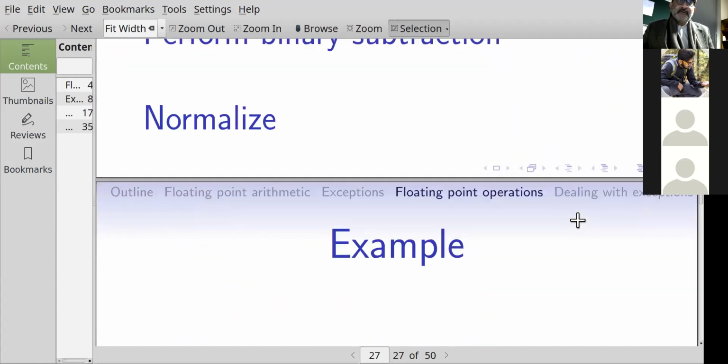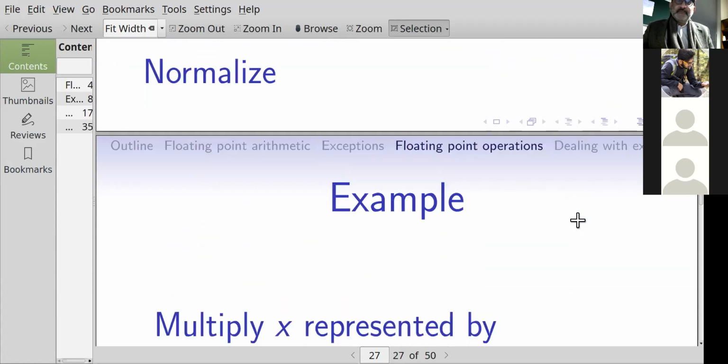Okay, so that's subtraction. What about multiplication? What do you have to do?